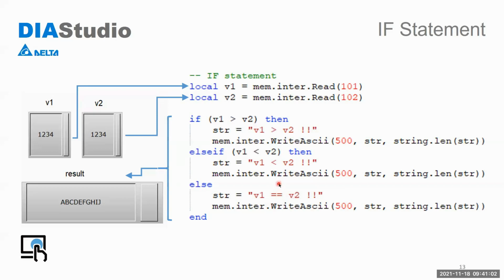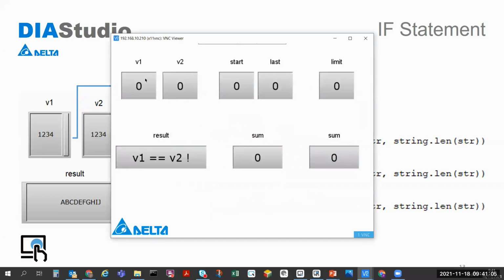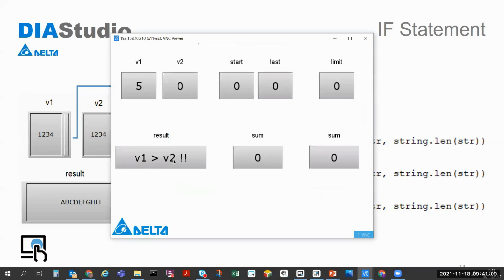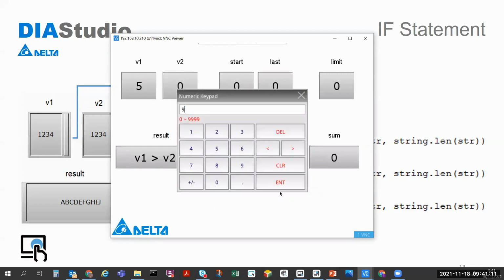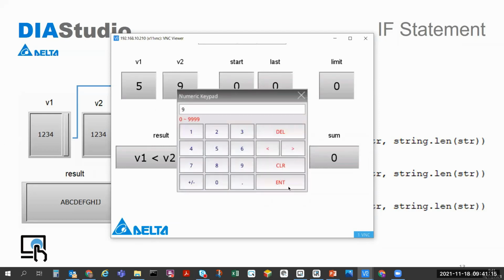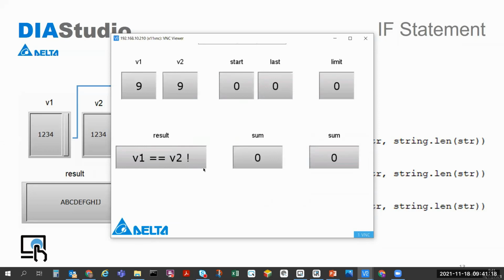You can see here, the moment I modify this one, I put, for instance, 5, now automatically it changes. Put here 9, the other message. And if I make them equal again, I get the same message again. Very easy.